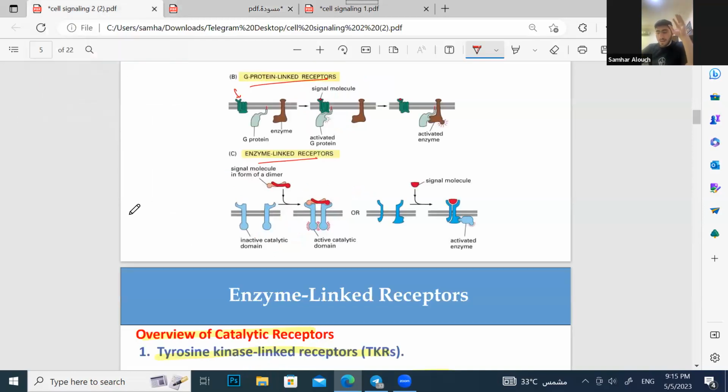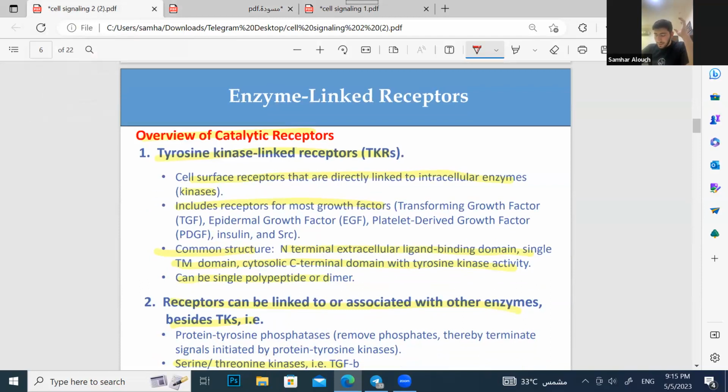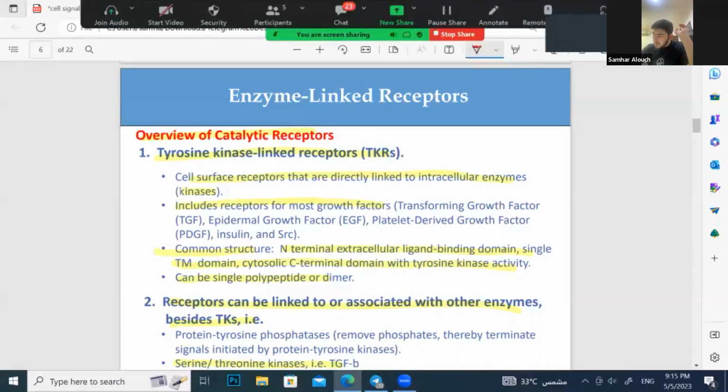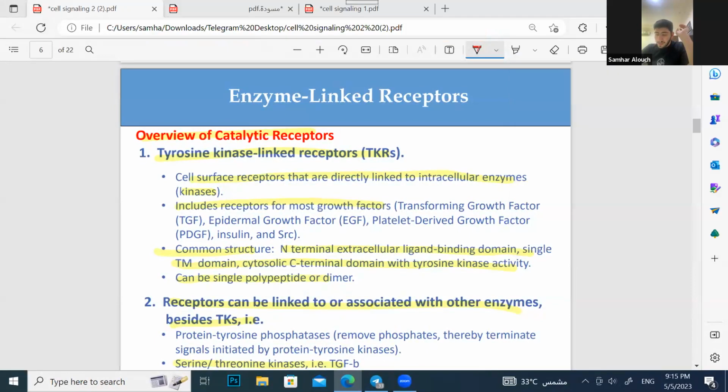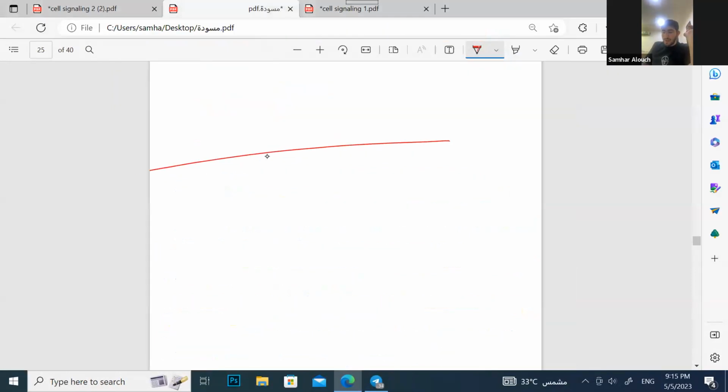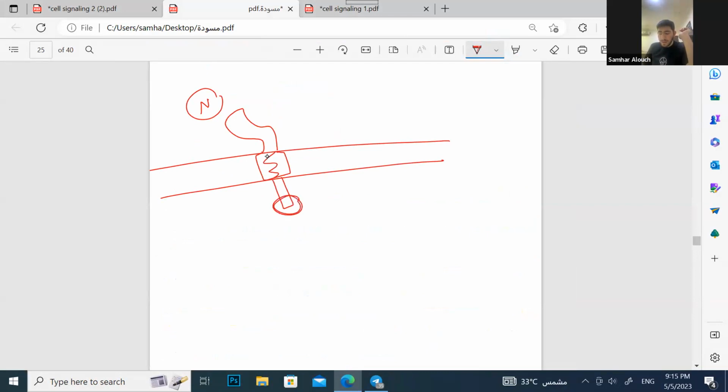Okay, so that's the basic structure. Let's now dig deeply into it. Okay, so now we have the membrane. The tyrosine kinase receptor, or enzymatic receptor, is made of three parts. The first part is the N-terminal, which is outside the membrane. Then we have the transmembrane part, and the transmembrane is usually helical. And we have the intracellular part, and the intracellular part has the tyrosine kinase.